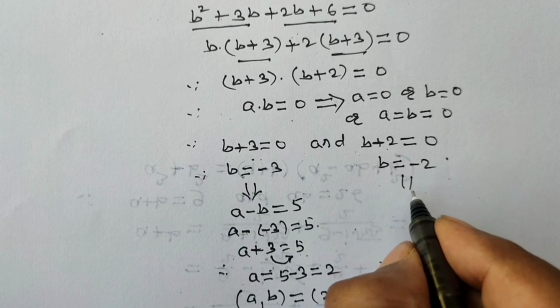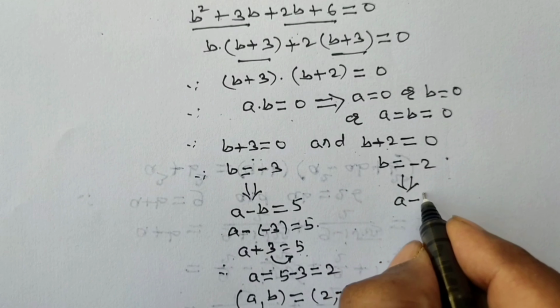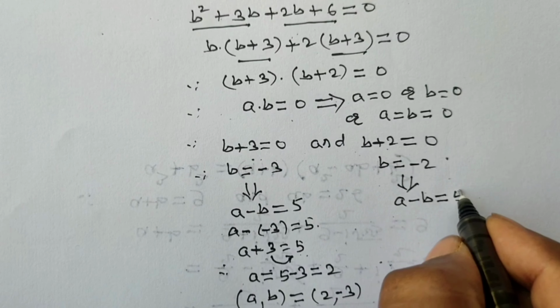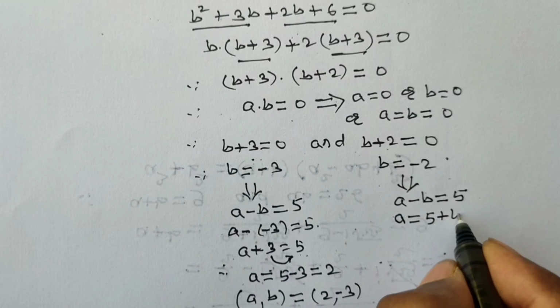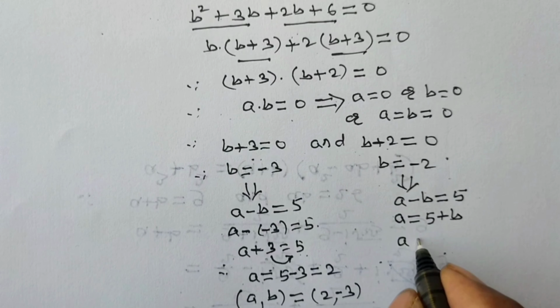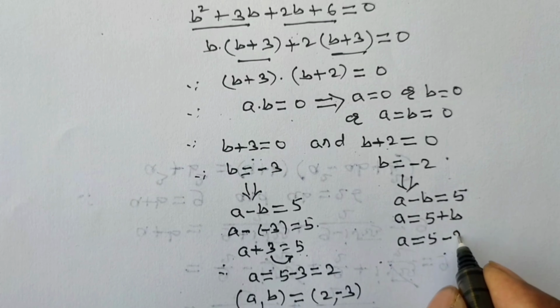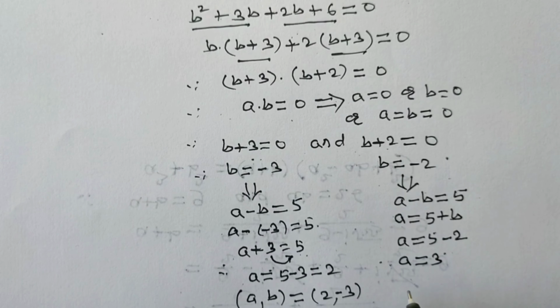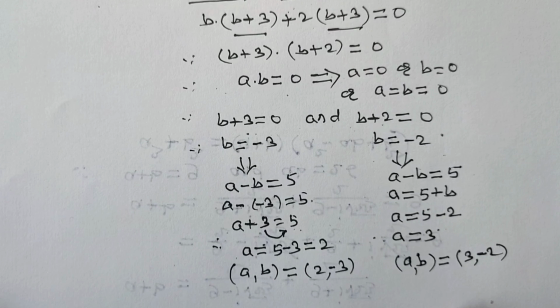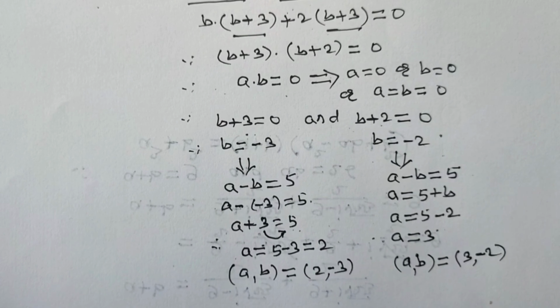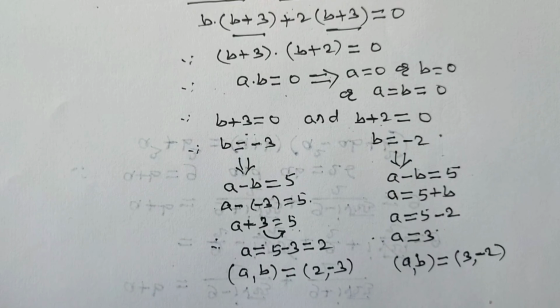And if we substitute b is equal to minus 2 in a minus b is equal to 5, which is equation number 2, then a is equal to 5 plus b, but b is minus 2, hence a is equal to 5 minus 2, which is 3. Hence another pair of values of a and b is 3 comma minus 2. In this way, we have obtained values of a and b which satisfy the given two equations, equation 1 and equation 2. Let us verify whether our answer is correct or wrong.